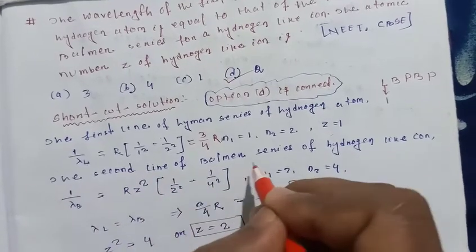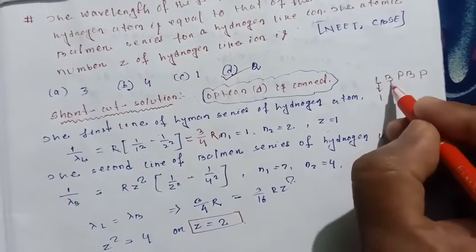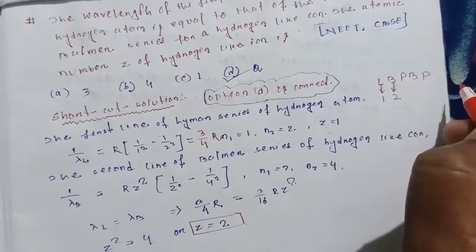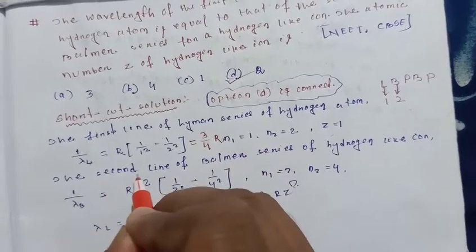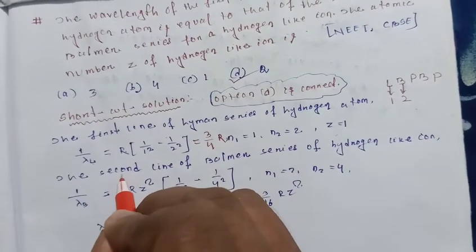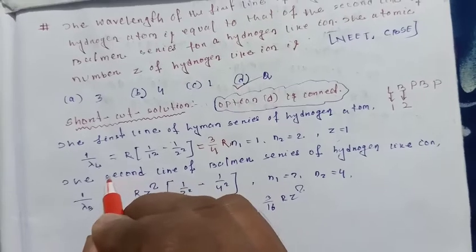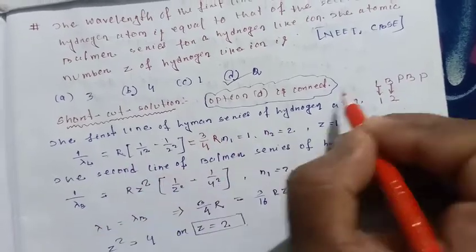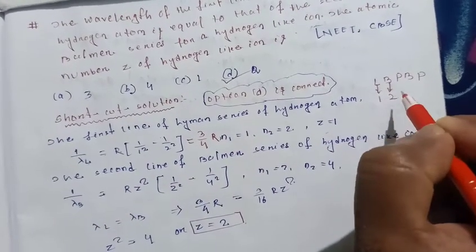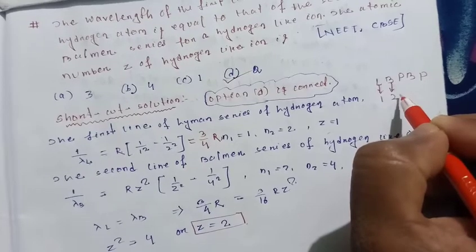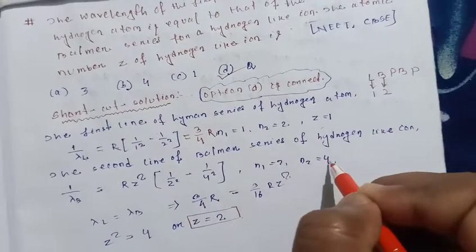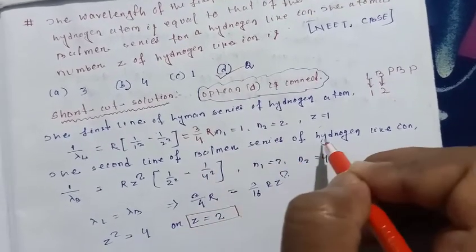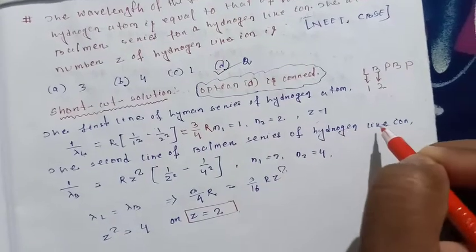But for the second line of the Balmer series of the hydrogen-like ion, the Balmer series means N1 is 2. In the Balmer series the first line is 3 and the second line is 4, so the second line means N2 is equal to 4, not 3. The starting N1 is 2 and N2 is 4 for the Balmer series of the hydrogen-like ion.